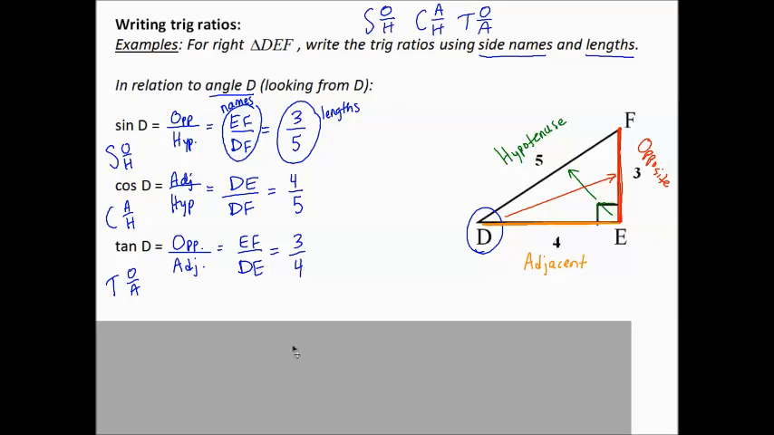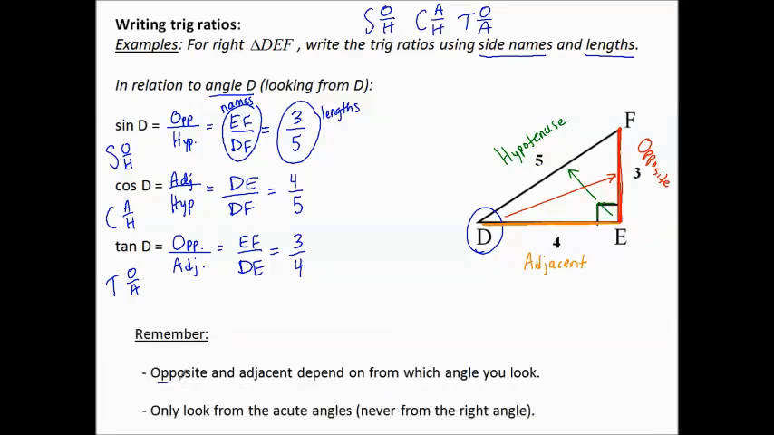Now a couple of things to remember. Opposite and adjacent depend on from which angle you look. So looking from angle D, that's the opposite, but not if we look from a different angle. Also, only look from the acute angles, never from the right angle. Why is that? Well, if I look from angle E and I label the hypotenuse, opposite is the same thing, and this is supposed to be a ratio of two different sides.